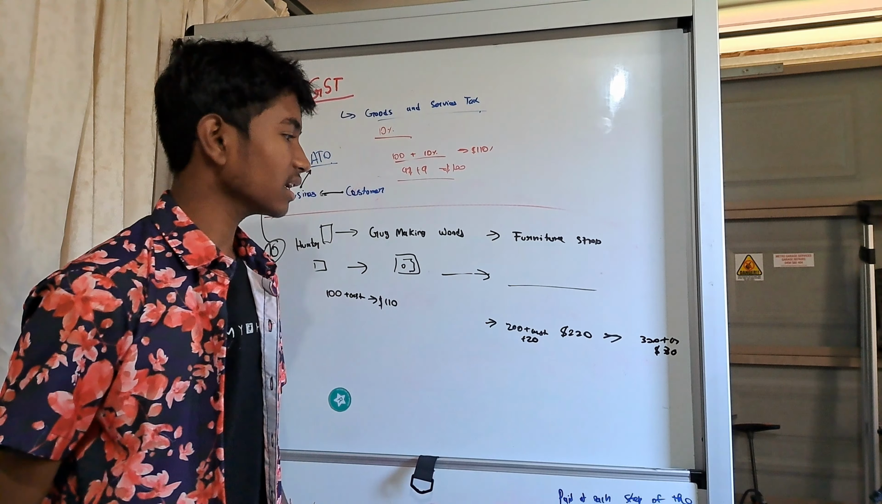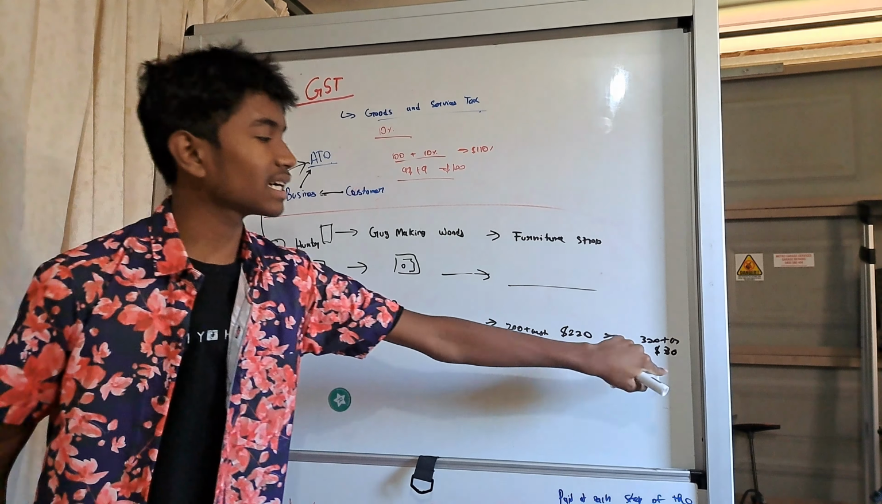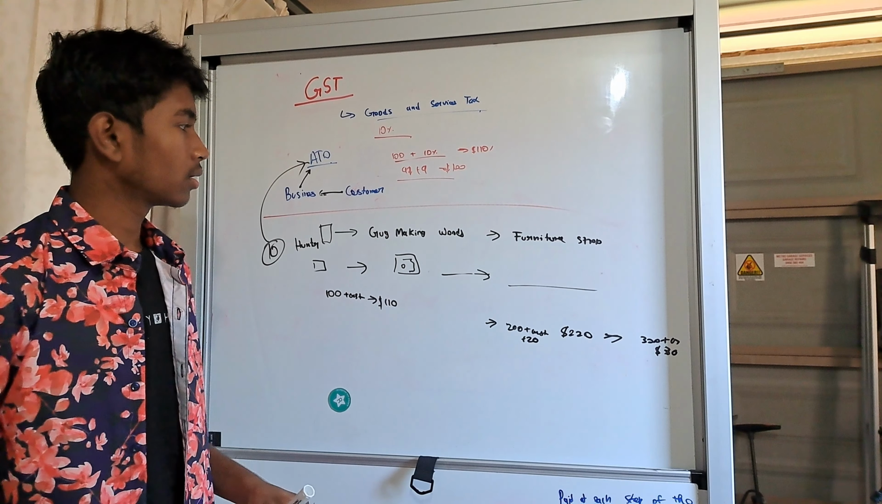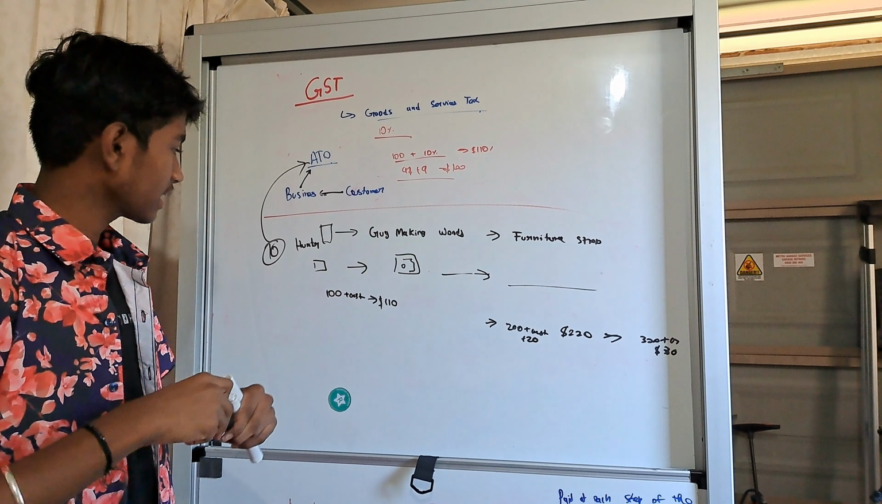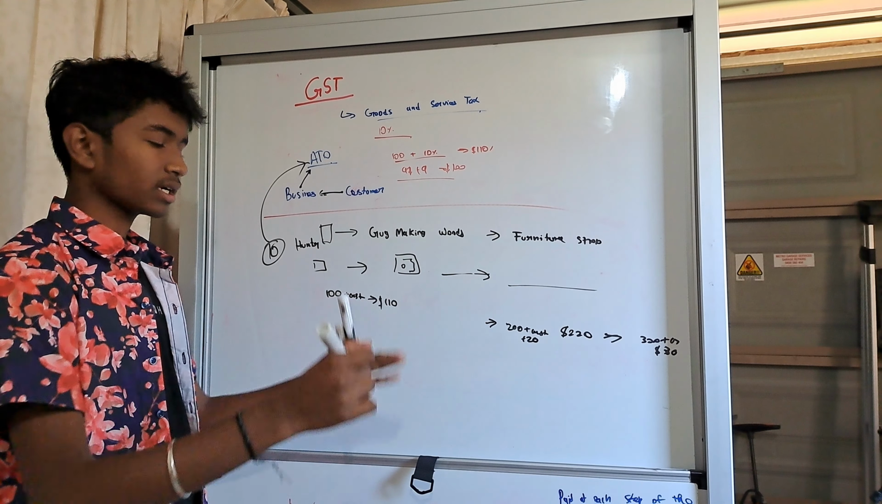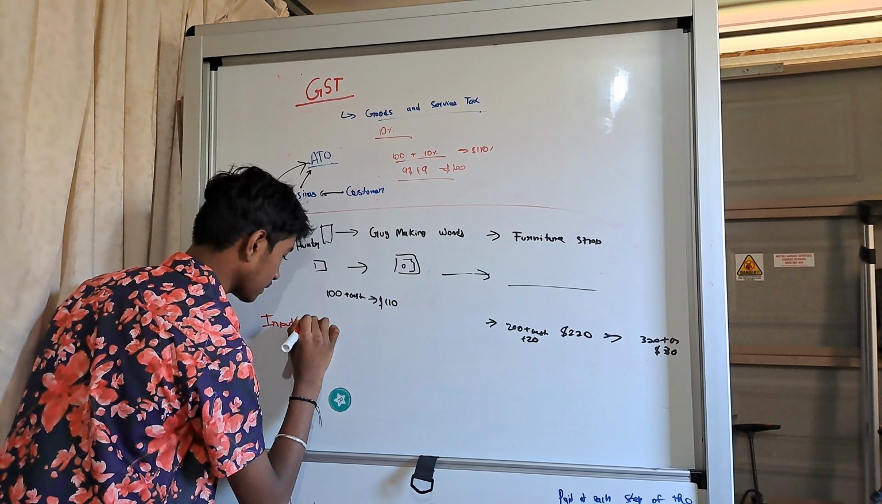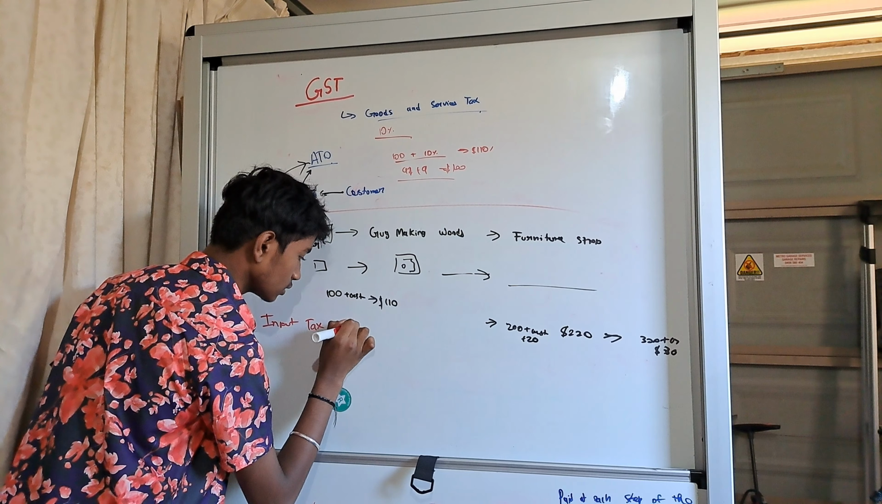Right? So we can see that this guy's paying a GST of 20, this guy's paying a GST of 10, and this guy's paying a GST of 30. Why? I'll explain. This is where you need to understand a concept called input tax credits.